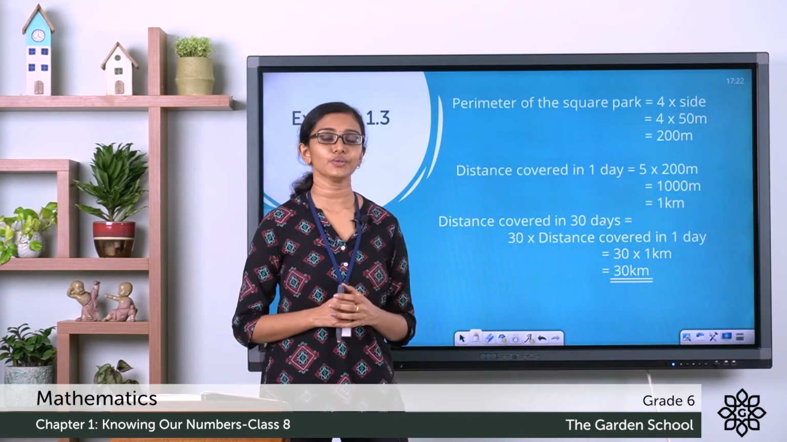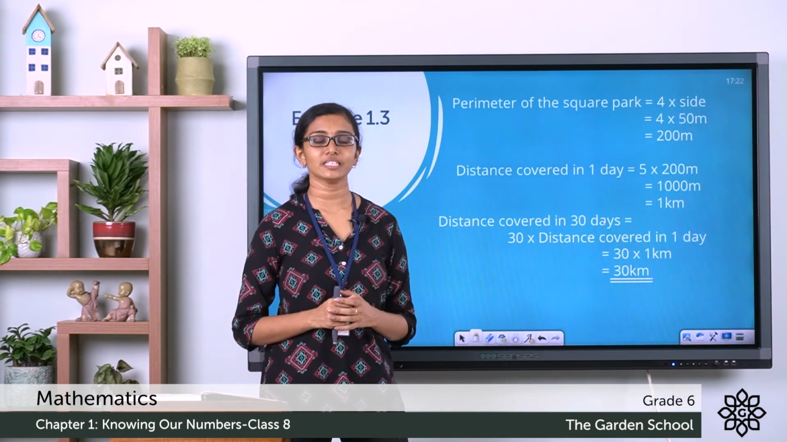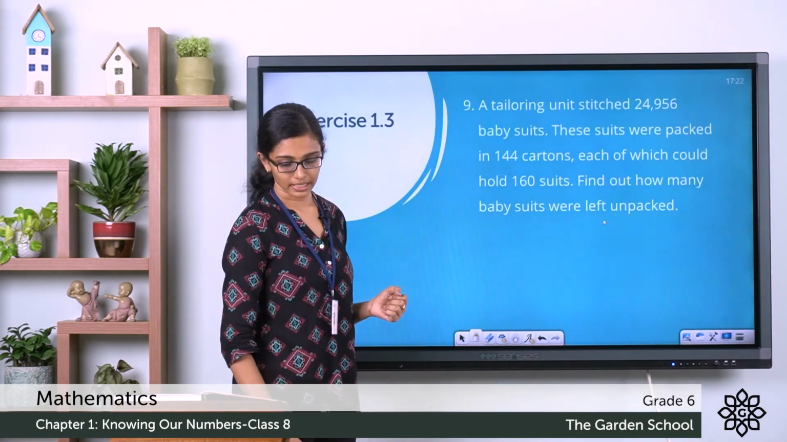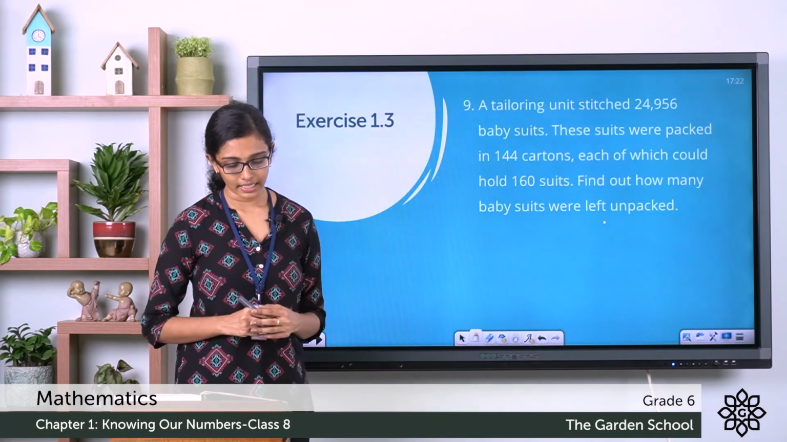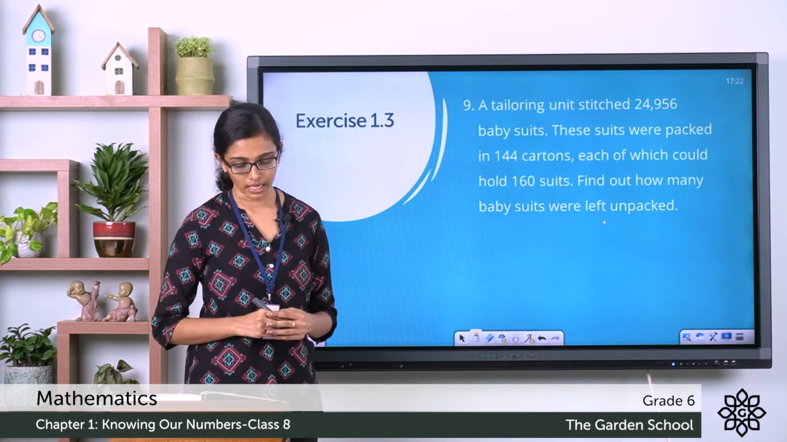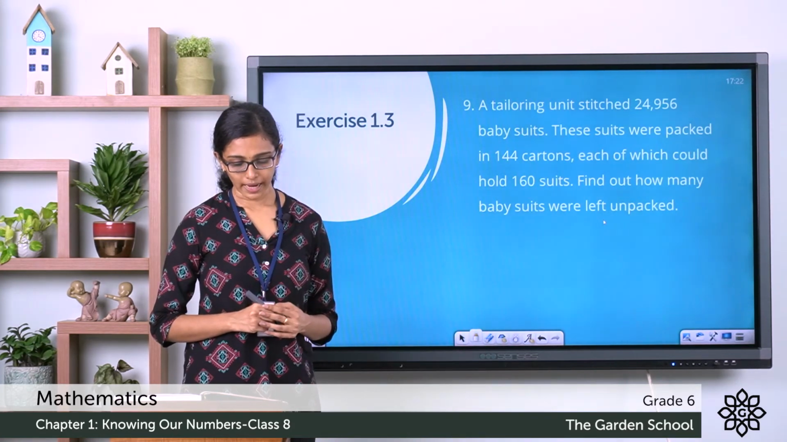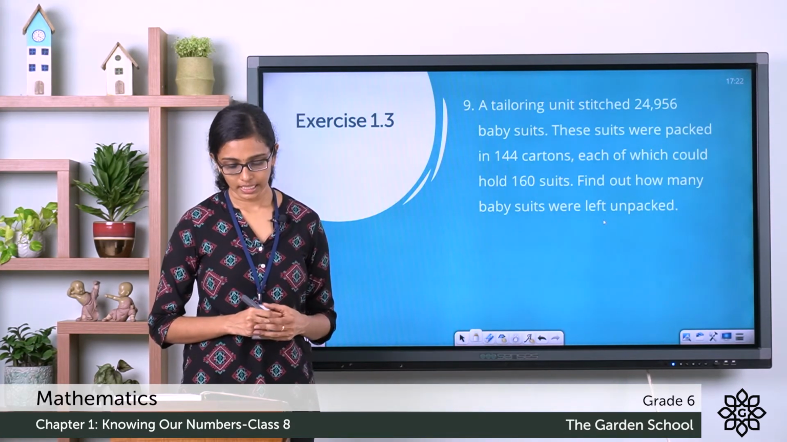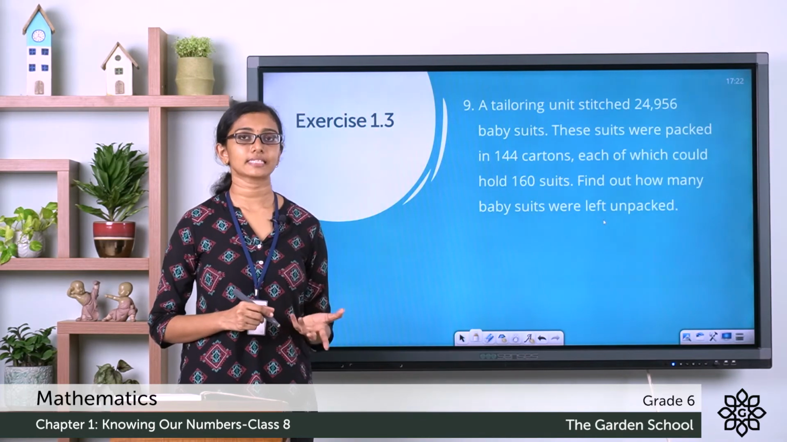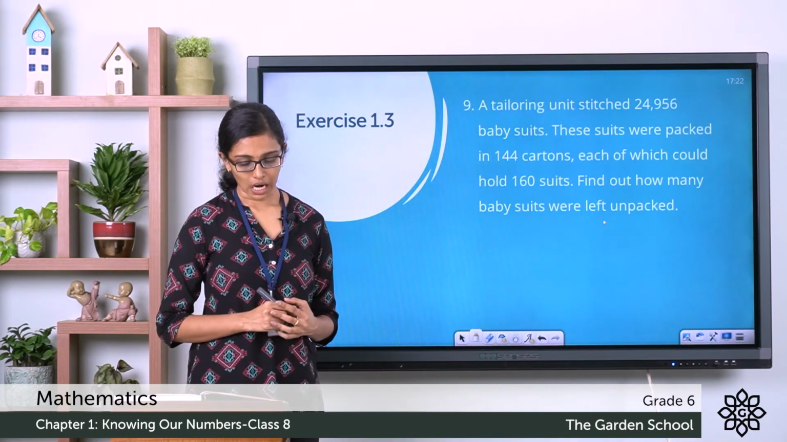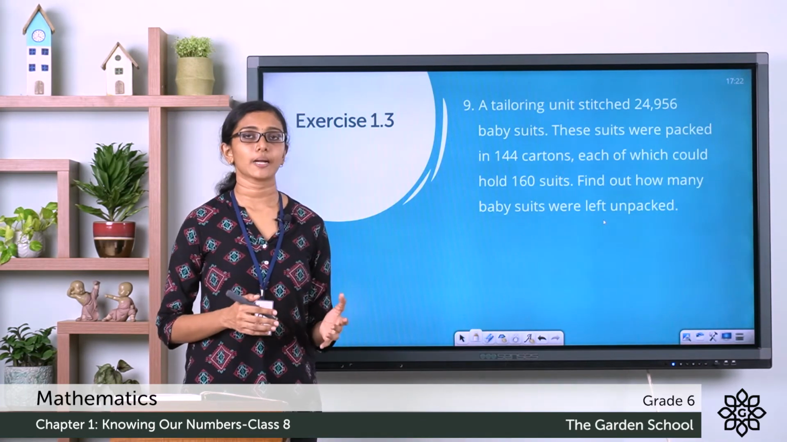Now is this clear to you? Shall we move on to the next question? Let's move on to question number 9. It says a tailoring unit stitched 24,956 baby suits. These suits were packed in 144 cartons, each of which could hold 160 suits. Find out how many baby suits were left unpacked.